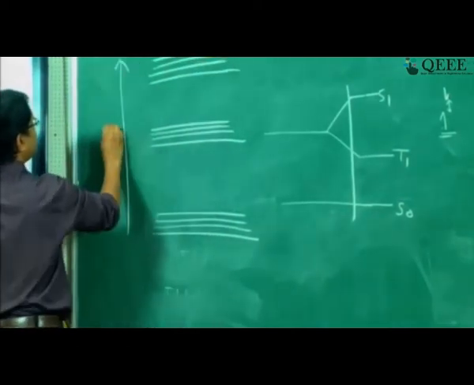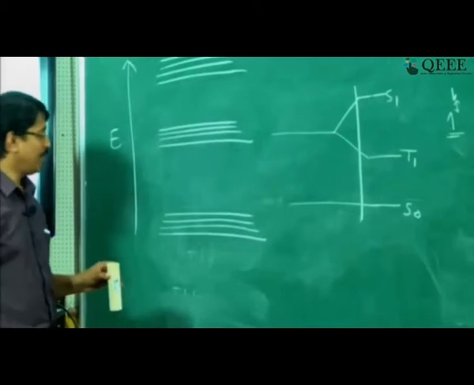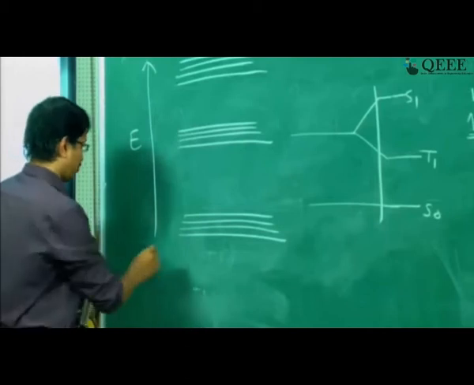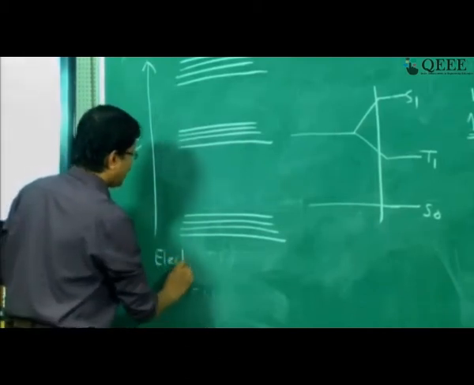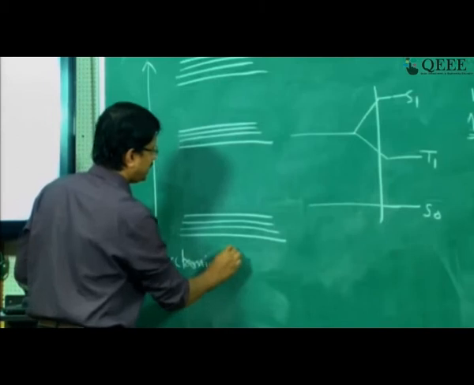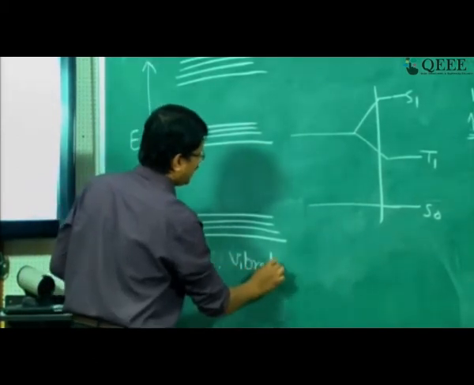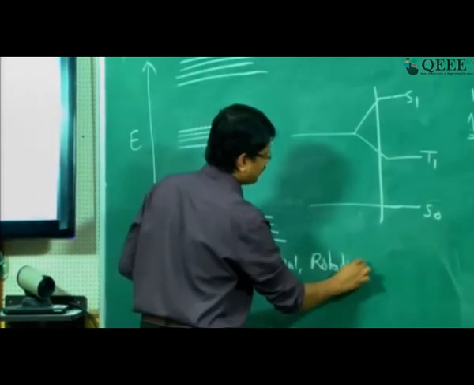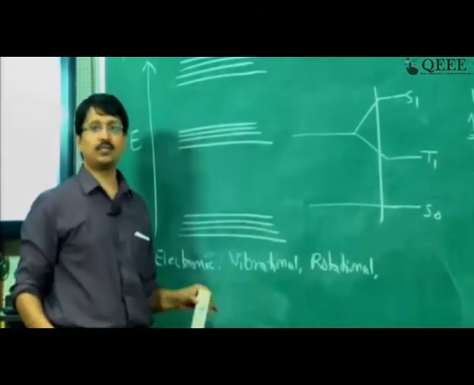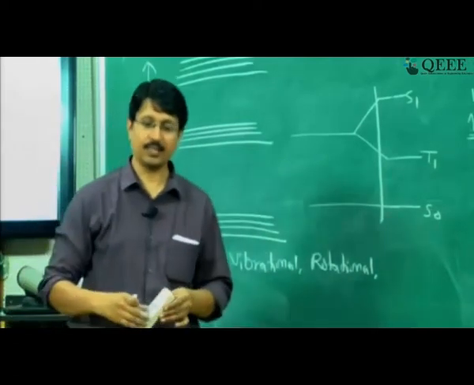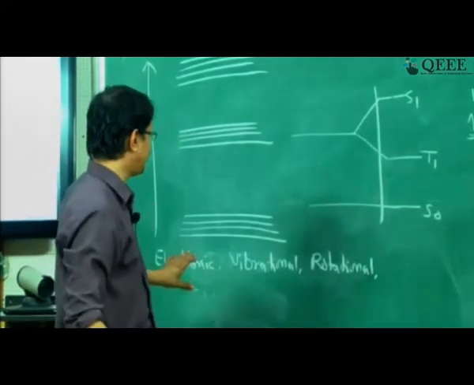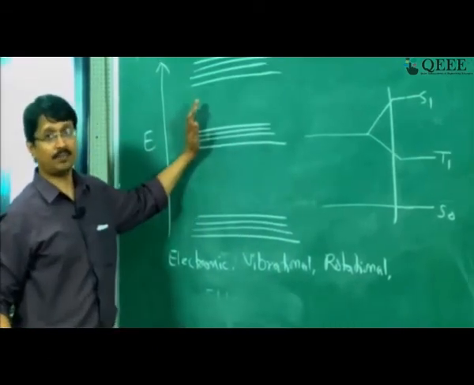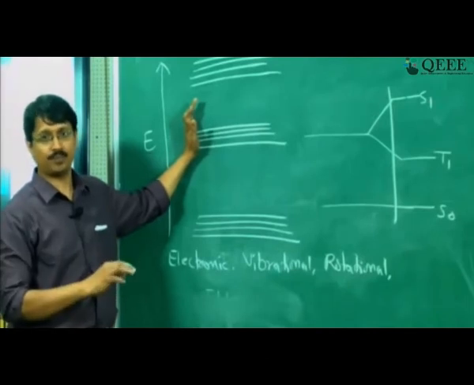This is energy on the y-axis. As we said, there are different types of energy associated with molecular systems. For example, there are electronic energies, vibrational energies, rotational energies, translational energies, nuclear energy. These are all energies associated with the systems. Now if you look at the energies of these different systems, how they are related to each other, that information is needed to answer that question.